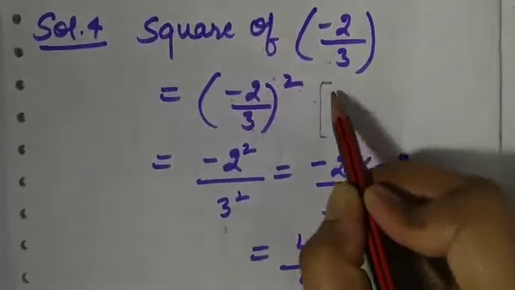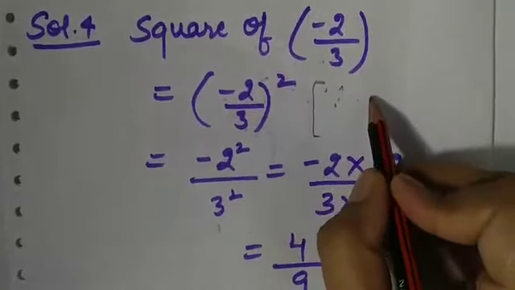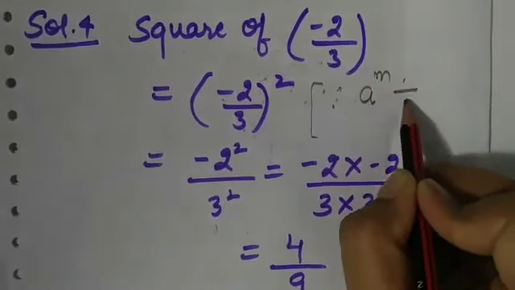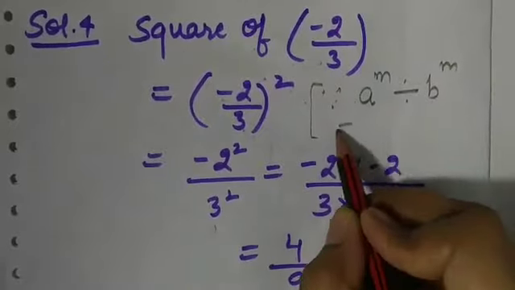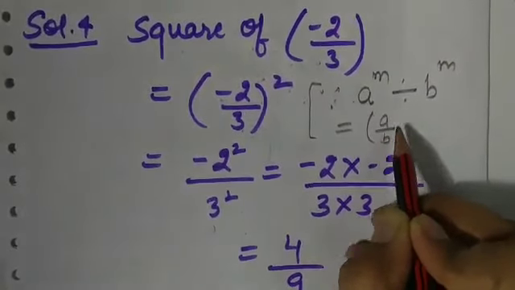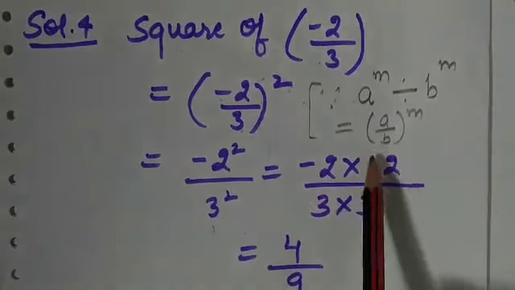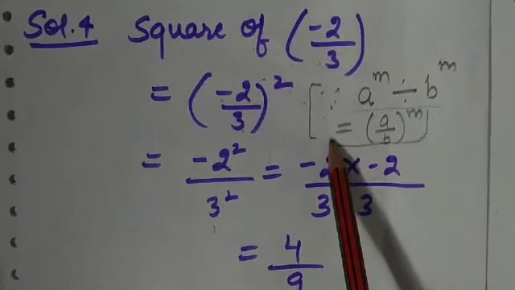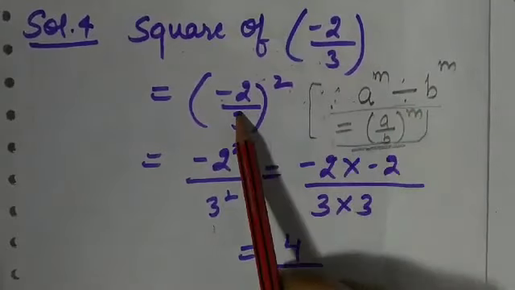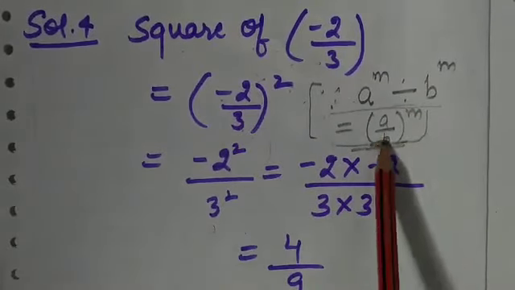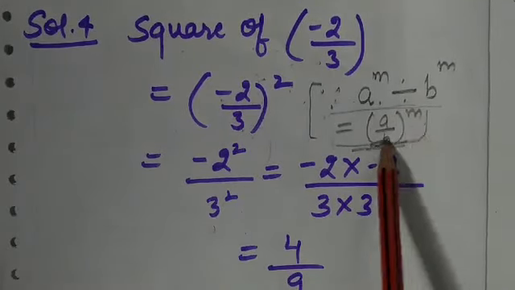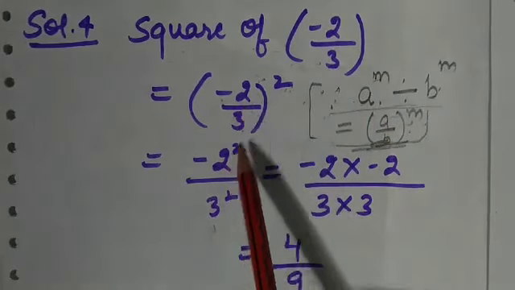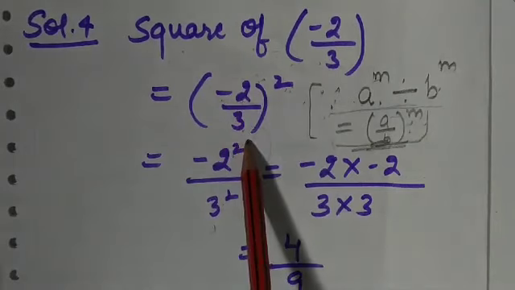Why? Because we have the law that a raised to the power m divided by b raised to the power m can be written as a by b whole raised to the power m. They both are the same thing. Here in this equation we have been given this RHS. So in place of this I can write this also. The power gets distributed to each number. Same I did, the power gets distributed to the numerator and denominator.